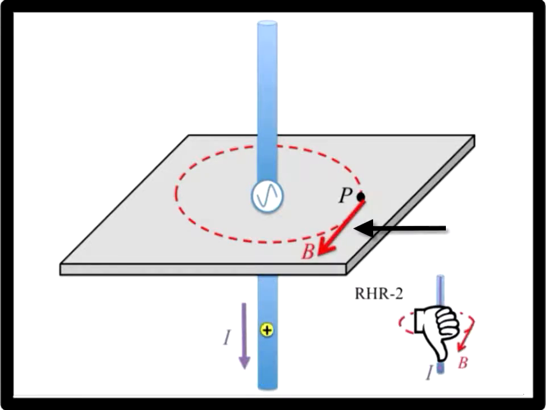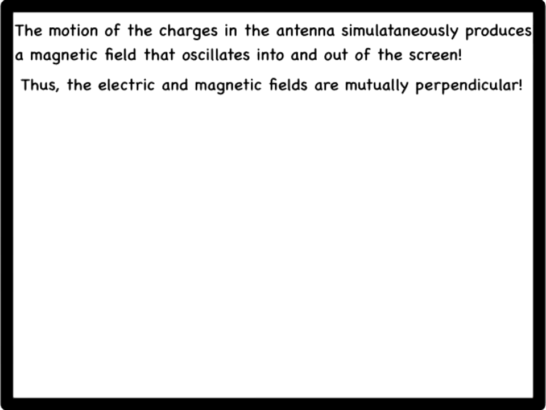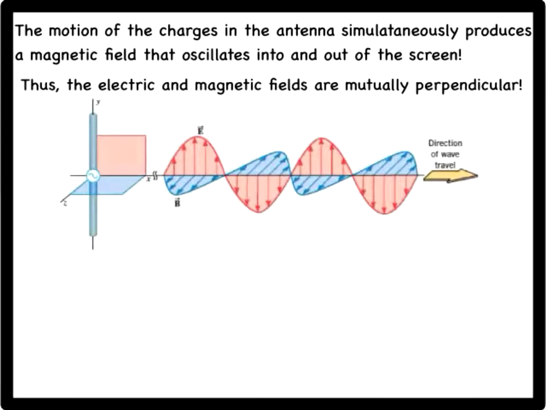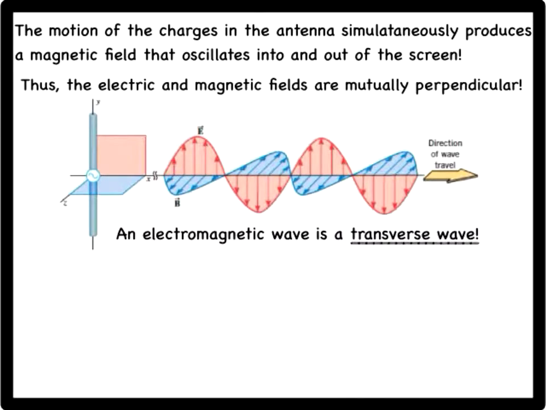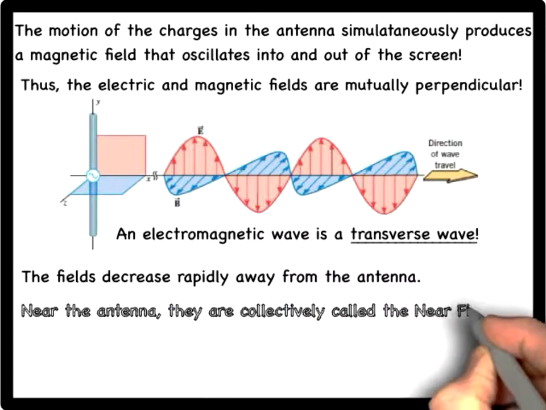Thus, the motion of the charges along the antenna simultaneously produces a magnetic field that oscillates in and out of the screen. Thus, the electric and magnetic fields created by the antenna are mutually perpendicular and remain so as they move outward. Moreover, both fields are perpendicular to the direction of travel. These perpendicular electric and magnetic fields moving together constitute an electromagnetic wave, which is a transverse wave. The electric and magnetic fields decrease to 0 rapidly with increasing distance from the antenna. Therefore, they exist mainly near the antenna and together are called the near field.